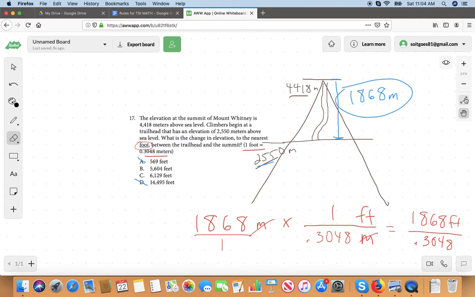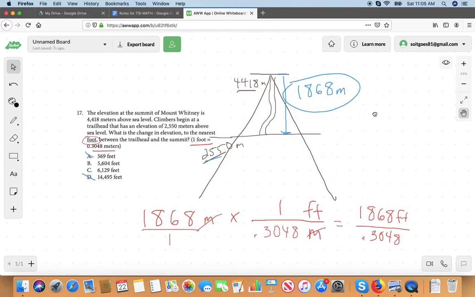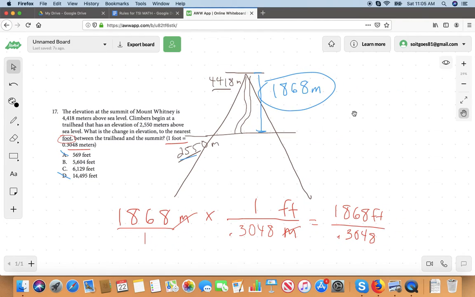And again, this would be a part of the TSI where you definitely have a calculator handy, probably popping up on the screen. And so let's carry out that calculation. Punch it into my iPhone right now. So I've got 1,868 divided by 0.3048. And that gives me 6,128.6, and again, feet, so we're left in feet.